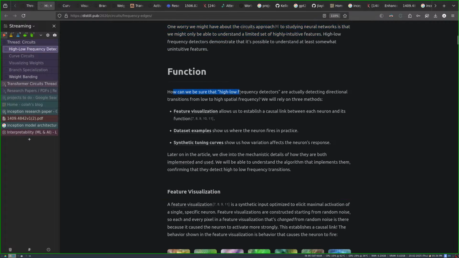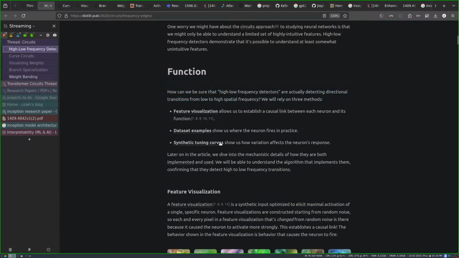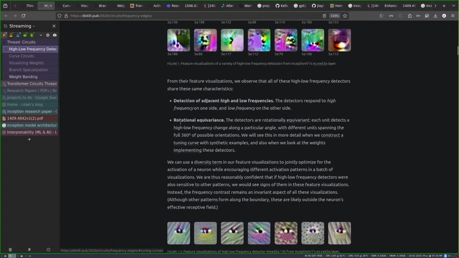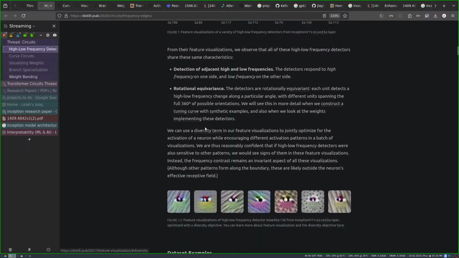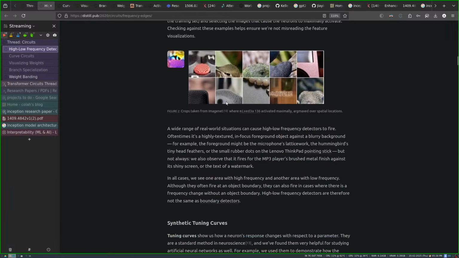How can we be sure that high-low frequency detectors are actually detecting a directional transition from low to high spatial frequency? I mean, visualizing these gets activated. There might be rotational equivalence in some, might not be in others. Dataset-wise examples. Hmm.